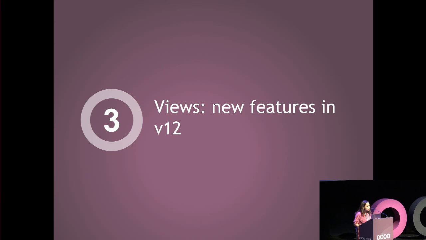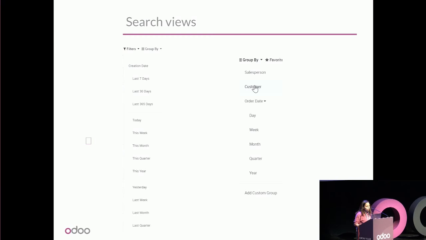Now, let's focus on the new features that have been done in version 12. We have the search view that has been improved. You have the left section, which is the filter section. You have the possibility now to have predefined intervals on the dates. You have, for example, the last 7 days, the last 30 days, today, this week, and so on. And from the other side, you have the group by section that allows you to group by day, week, month, quarter, like in the pivot view.